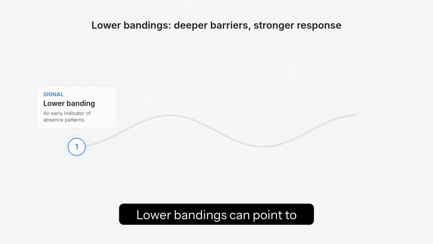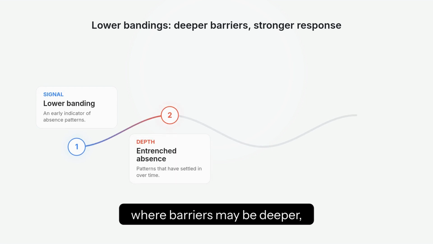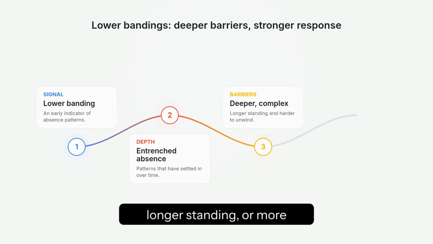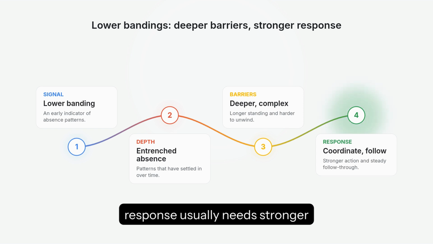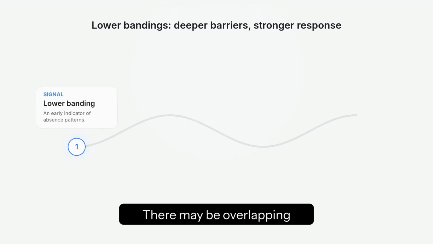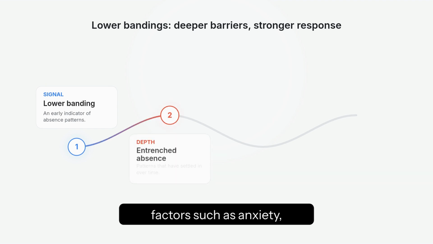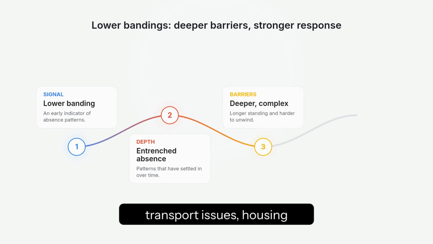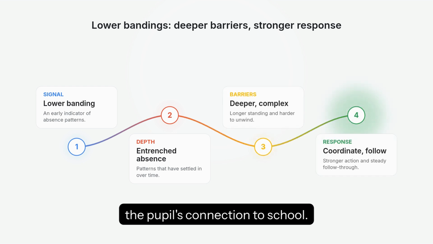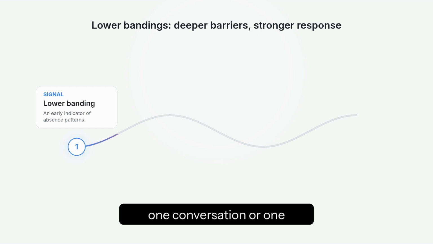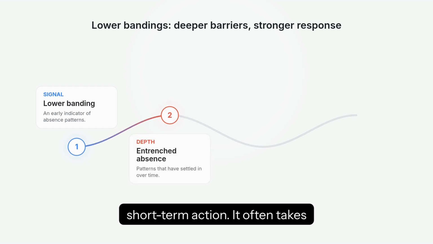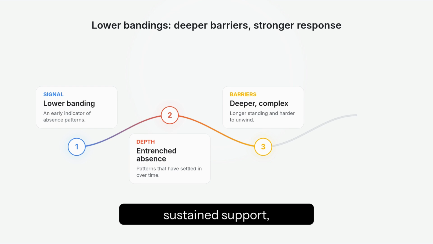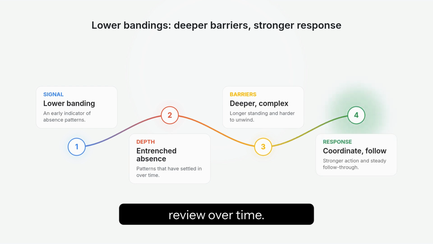Lower bandings can point to more entrenched absence, where barriers may be deeper, longer standing, or more complex. At that point, your response usually needs stronger coordination and follow-through. There may be overlapping factors such as anxiety, unmet additional needs, family pressures, transport issues, housing instability, or a breakdown in the pupil's connection to school. In cases like this, improvement rarely comes from one conversation or one short-term action. It often takes sustained support, clear planning, and consistent review over time.